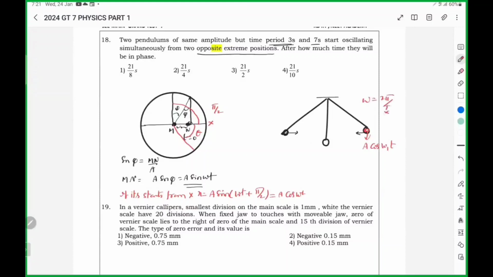Once the time period is different, the angular frequency is different. Whereas once it starts from here, this angle is 270 degrees. So say y, if it starts from y, then x will be A cos(270 plus omega t). Right, sorry, A sin(270 plus omega t).